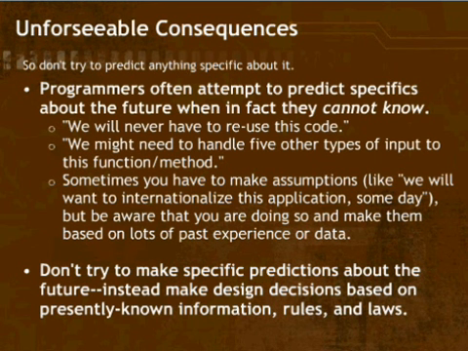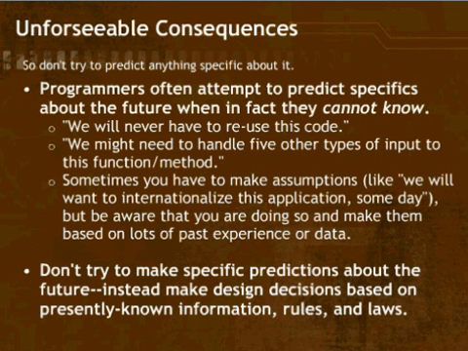The rule that I propose to avoid this problem of making assumptions and then finding out that they're always wrong is: don't try to make specific predictions about the future. Instead, make your design decisions based on presently known information, the things that you know right now for sure. Rules, like the broadly known rules and laws about software design, because laws are by their definition things that are always true. You don't have to guess whether or not a law will continue to be true in the future, and that's basically what law means to a large degree in this context.